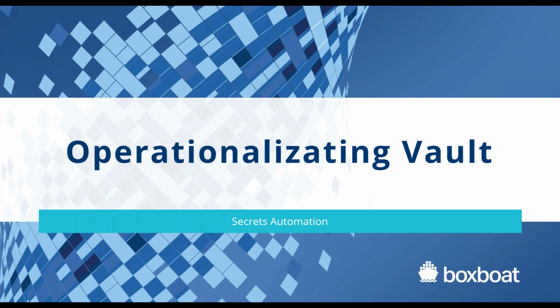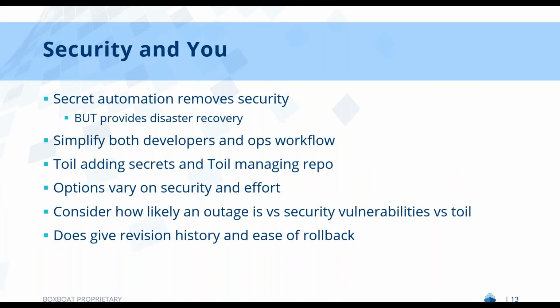For some people, these are going to be every day because you have so many dev teams using one Vault that there's always going to be a dev team that needs something. For other people, this might be once a quarter, once a week, once a month. And that's something to consider because secret automation removes security by design. You are putting your secrets somewhere other than Vault, other than a secured location, and you are making it so that you can access it easily instead of having to log into Vault. That removes the security of using Vault. But in exchange, you get disaster recovery.